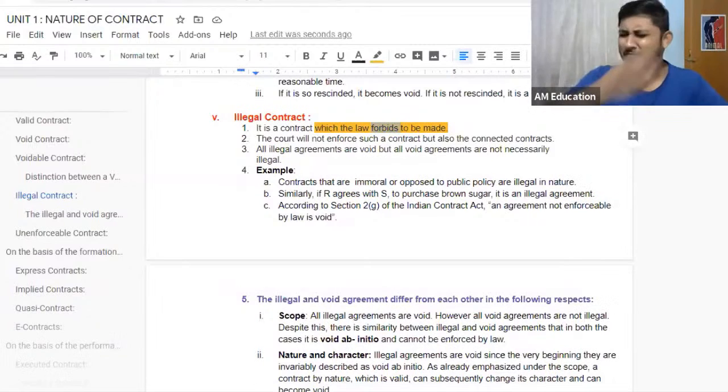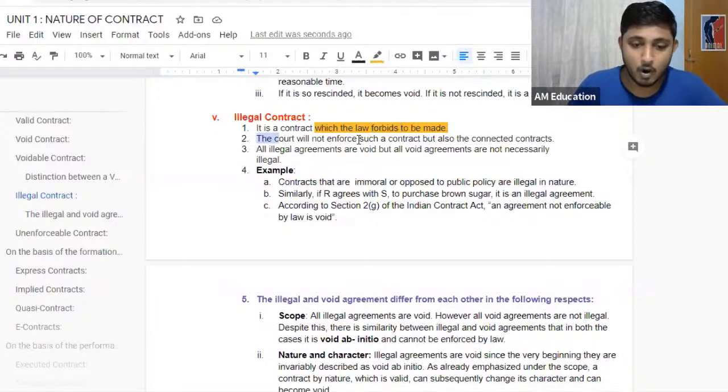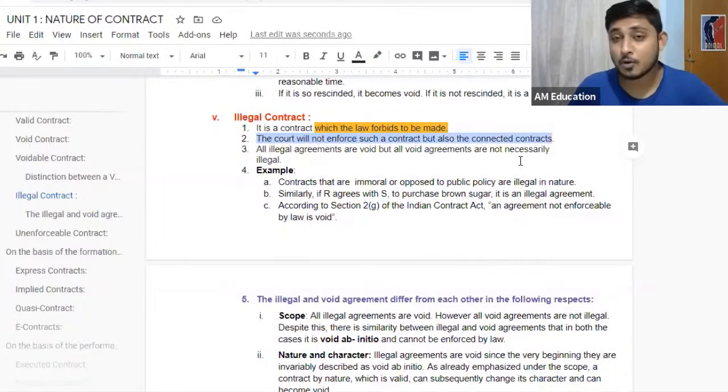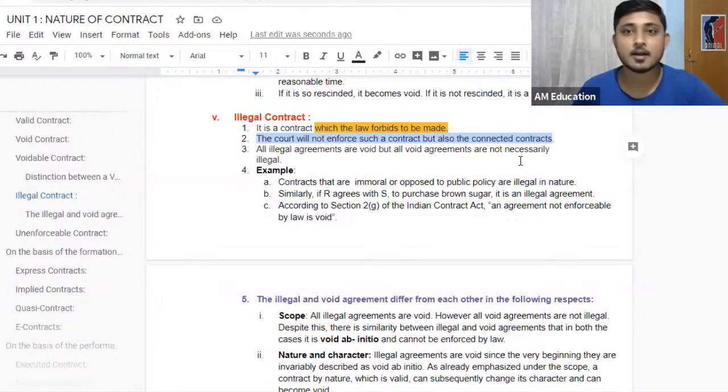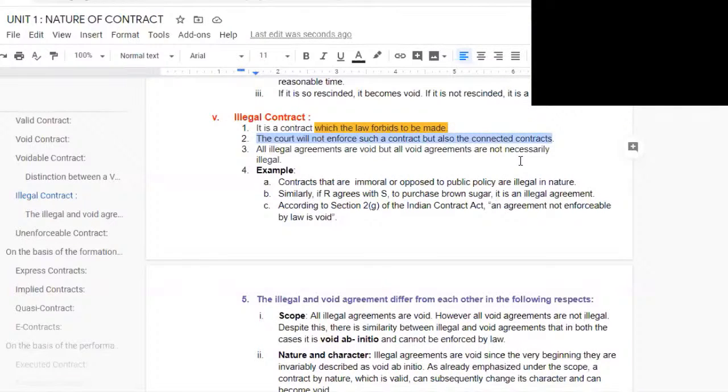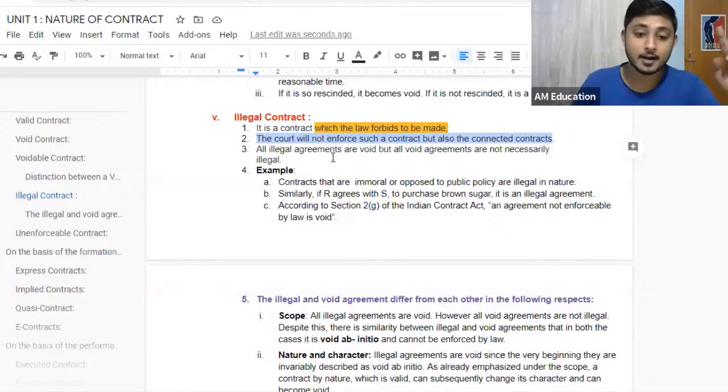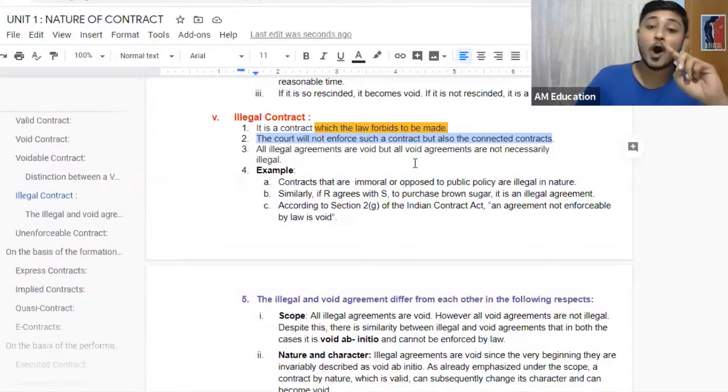You should never, ever make illegal contracts. But what makes those contracts illegal? The court will not enforce such a contract, nor the connected contracts. You can't go to the court saying, sir, this guy did not supply me the cocaine he was supposed to supply, and because of that, this guy hit me, I'm going to file a case on him. What will happen? All three of us will be arrested and put into jail. So all illegal agreements are void, but all void agreements are not necessarily illegal.